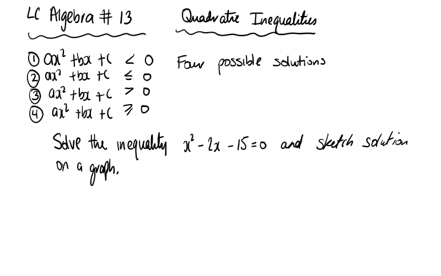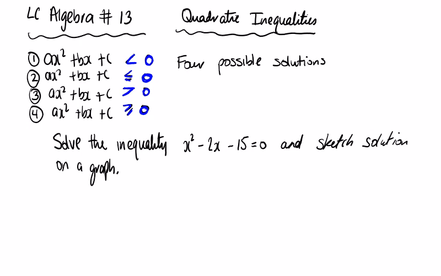In this lesson, we're going to look at quadratic inequalities. Obviously in quadratic form, there's four possible solutions. The first one, less than 0, so below the x-axis. Less than or equal to 0 is on or below the x-axis. Greater than 0 is above, and greater than or equal to 0 is obviously on or above. So we'll look at each one of these in a couple of examples, and then you can test yourselves with a few.